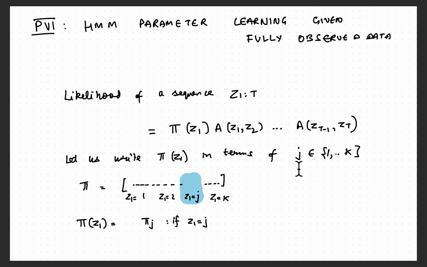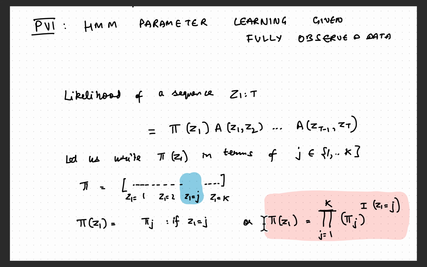So it is this expression that we want to somehow write in terms of something more mathematically convenient. Previously we have seen, mathematically more convenient forms could be either a multiplication over all the j's ranging from 1 through k, or some form of summation. So what we'll do is to write pi of z1 as a product of this quantity, which is pi j raised to power identity of z1 equal to j, right?